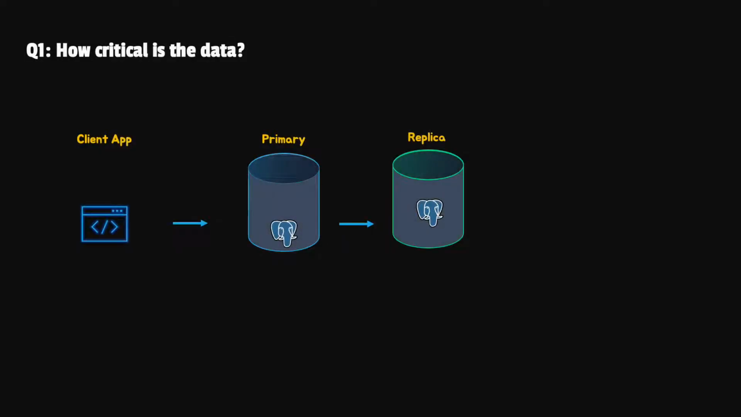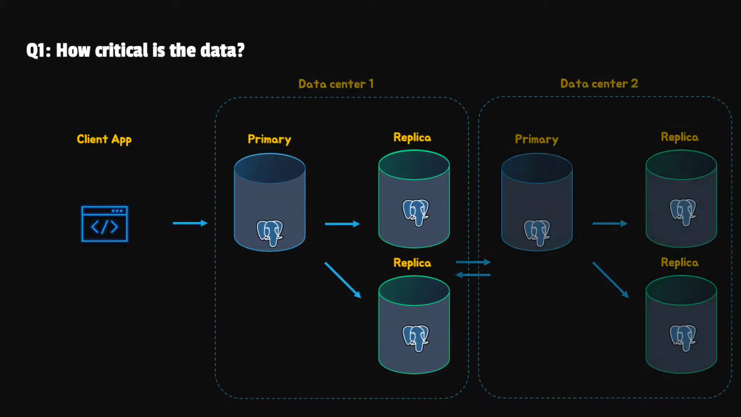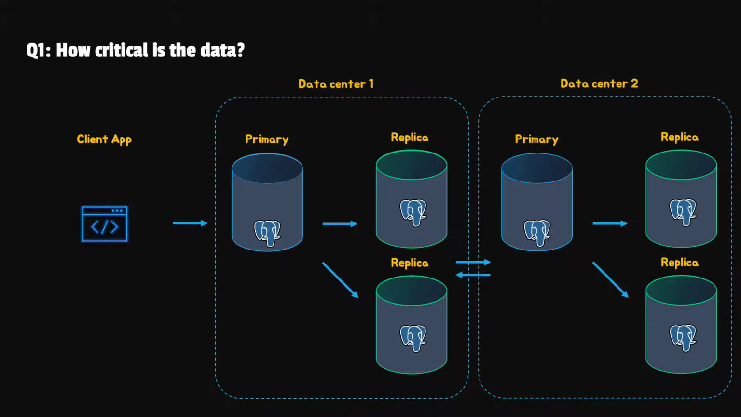First, how critical is the data? Based on the answer, we can decide if we need more than one standby server, or maybe more than one data center. We might also decide that synchronous replication is a must. Of course, in all cases, we'll have to trade off availability and probably pay with higher latencies.